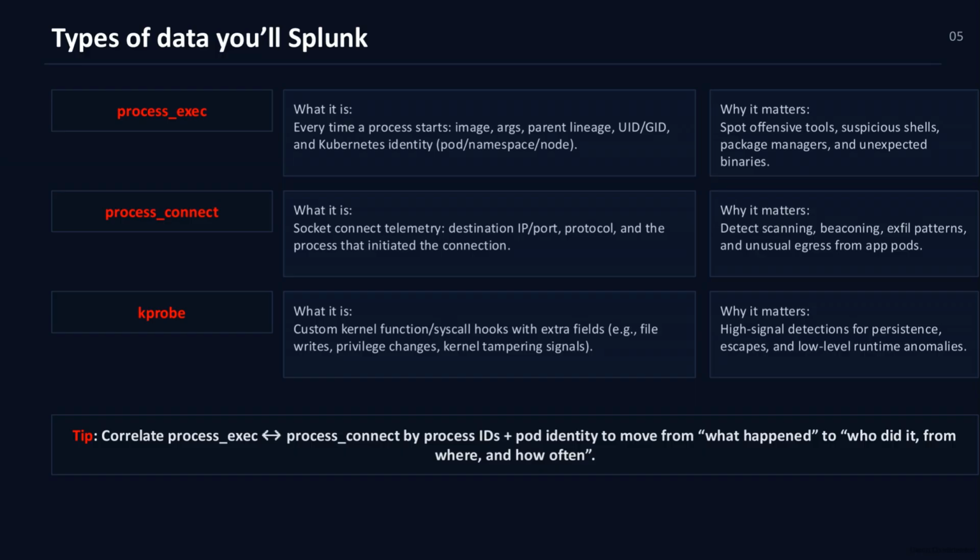This slide outlines the types of data you'll see in Splunk. Process_exec tracks the start of processes, process_connect monitors socket connect telemetry, and kprobes handle custom kernel function hooks. Understanding why each type matters, whether it's spotting offensive tools, detecting scanning and exfil patterns, or identifying runtime anomalies, helps in pinpointing security issues. Correlating data allows us to identify the source and frequency of events.